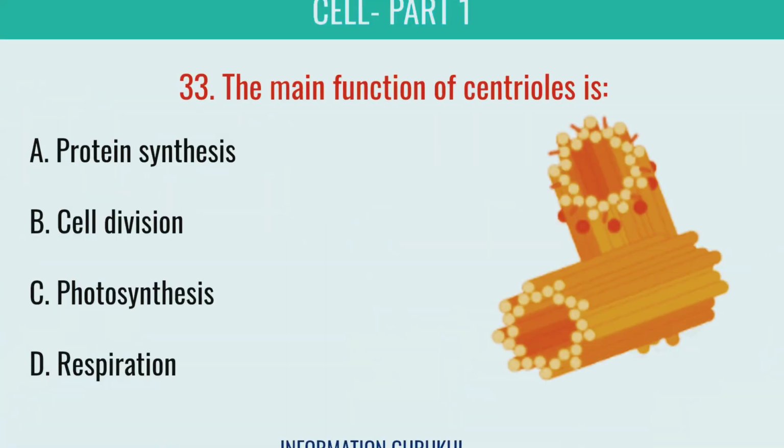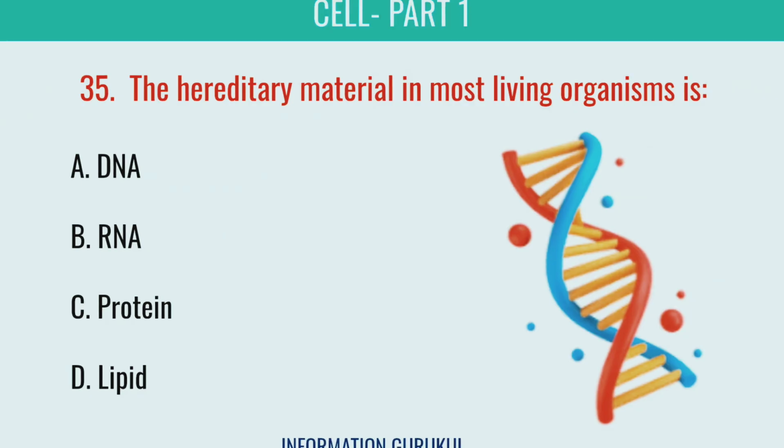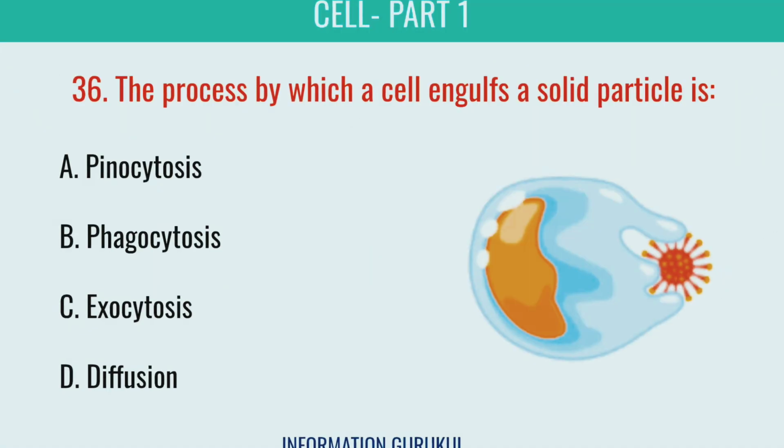The main function of centrioles is cell division. Which of the following is a non-membranous organelle? Ribosome. The hereditary material in most living organisms is DNA. The process by which a cell engulfs a solid particle is phagocytosis.